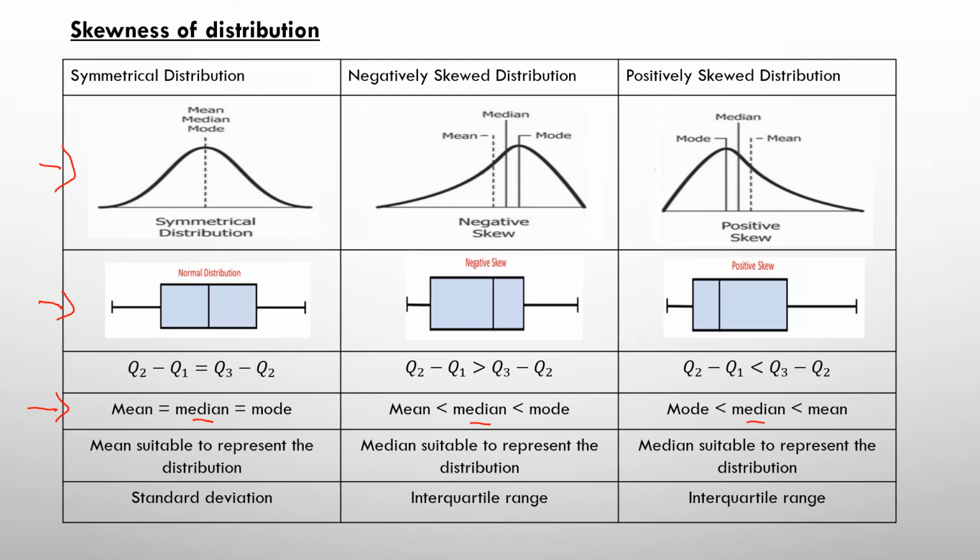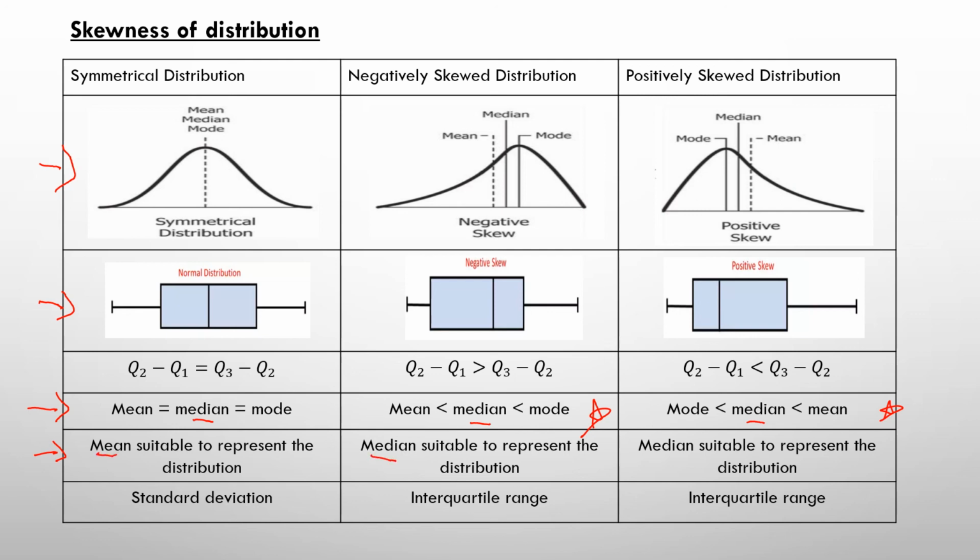If mean is greater than median greater than mode, that means it is a positively skewed distribution. If mode is greater than median greater than mean, that means it is a negatively skewed distribution. For the symmetrical distribution, it's very easy because mean equals median equals mode. For the second last row, the question asks which measure of central tendency or measure of location is suitable for this type of skewness. For symmetrical distribution, the mean is the most suitable. For negatively and positively skewed distributions, they are the same: the median is the most suitable.